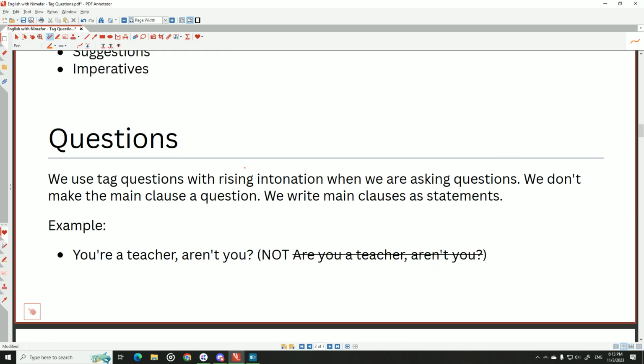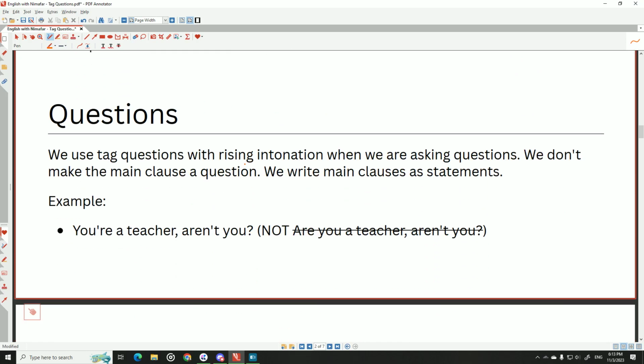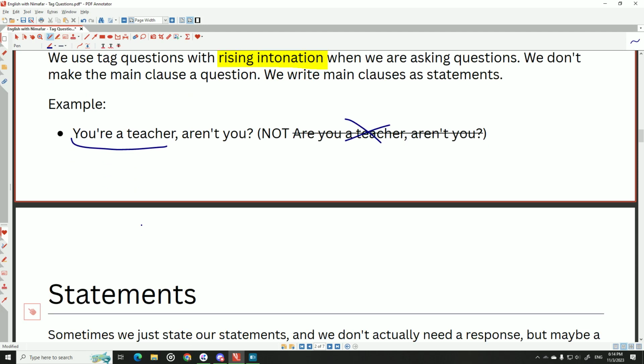So, questions. Let's talk about questions now. We use tag questions with rising intonation. Again, let me highlight the keywords here. When we are asking questions, we don't make the main clause a question. We write it as a statement. We never say, are you a teacher, aren't you? That's completely wrong. This is wrong, as I actually crossed it. You are a teacher, aren't you? This looks like a statement. That's the question form of this sentence. So never say, are you a teacher, aren't you?